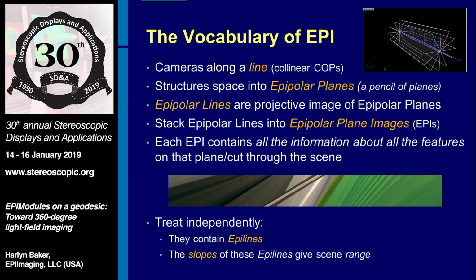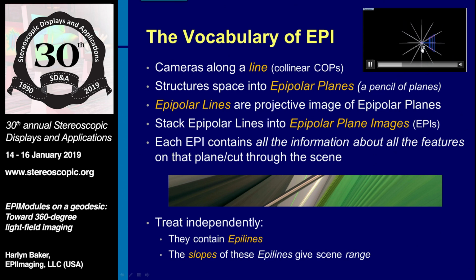EPI has been around for quite a while. We developed this in the mid-'80s at SRI. It comes with a vocabulary of sorts. Let me run this little video while I'm talking here. You run cameras along a line like this. It's an axis. That axis divides the world into a set of planes, called the epipolar planes. The imaging surfaces intersect those planes along these red lines, and those intersecting lines are called epipolar lines, generally.